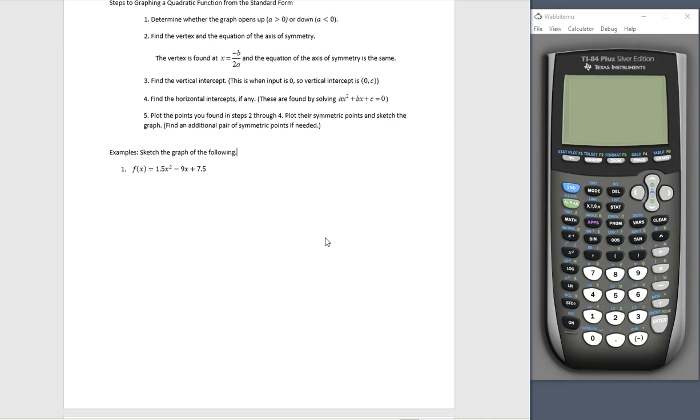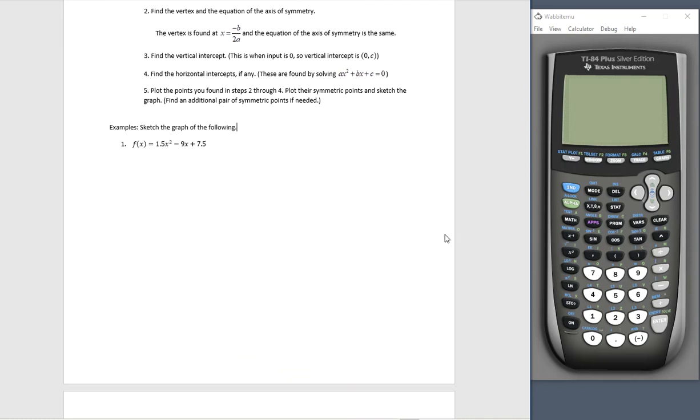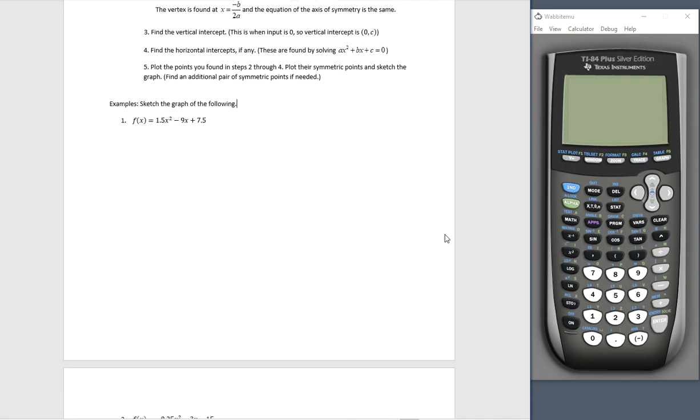And I'm going to show you the technique of symmetric points, probably on a lot of these. So let's sketch the graph of the following. First thing I'm going to do is write a equals 1.5, b equals -9, and c equals 7.5. Until you get used to just being able to look at a function and see a, b, and c, I encourage you to write these down.